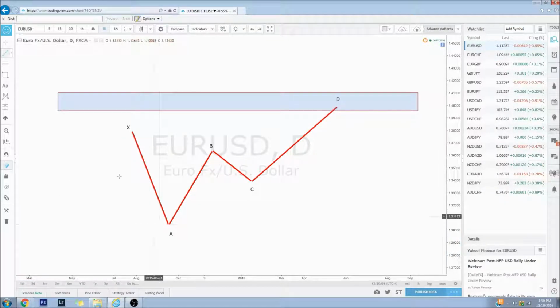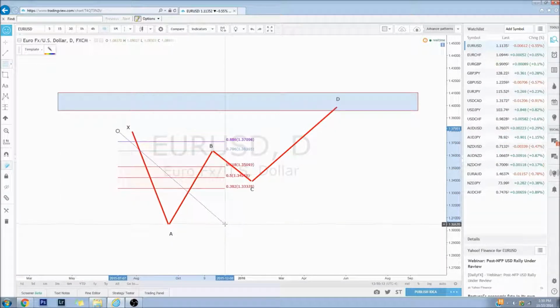So here we have the XA leg. Once that's been identified, we fib retrace to the B point, and what we're looking for is a 786 retracement. It doesn't have to close above as long as the wick comes up to the 786 and touches it, but it cannot close above the 886. But if the wick goes up past here and then comes right back down and closes just below the 786, then it's a valid butterfly.